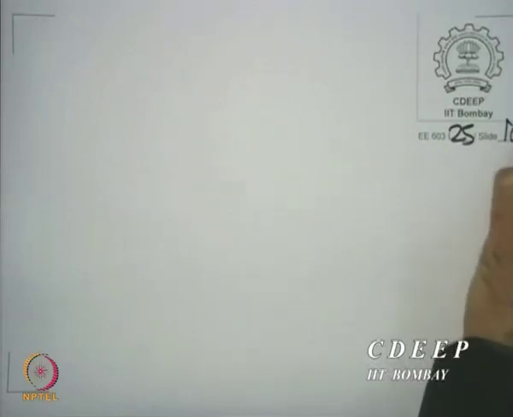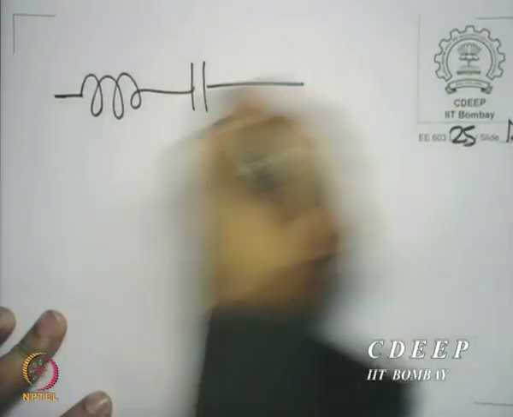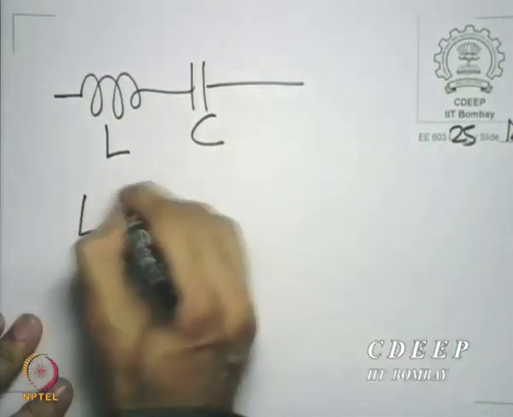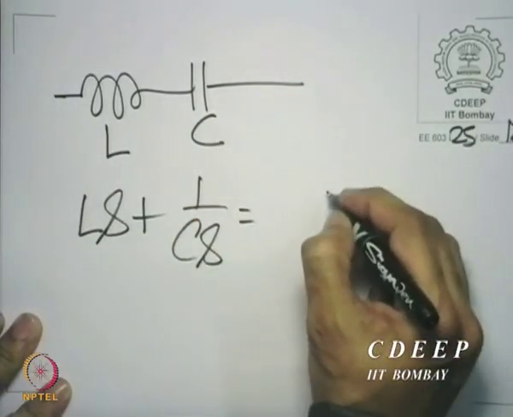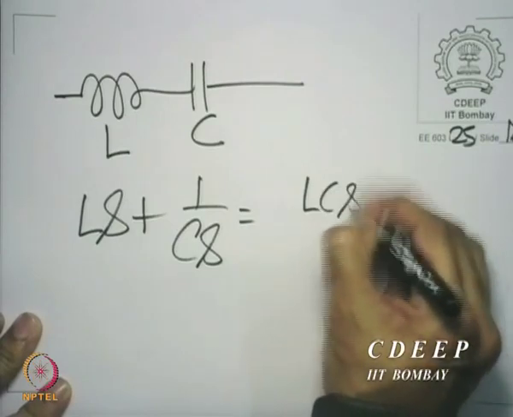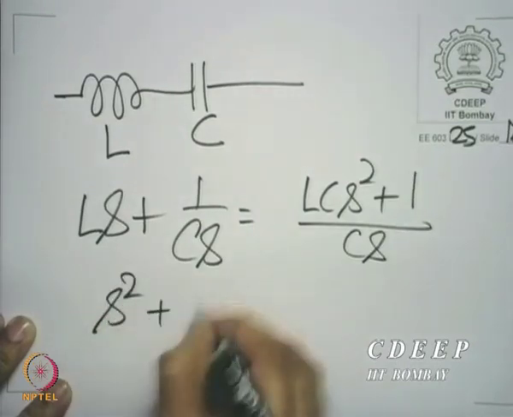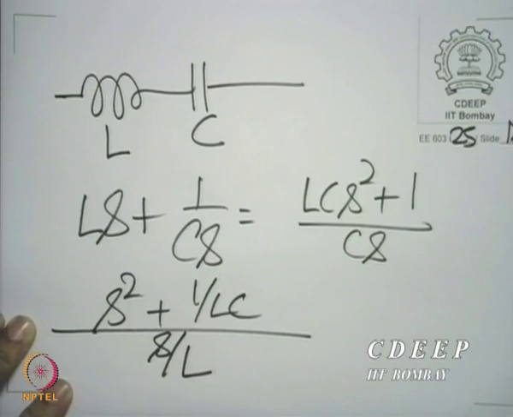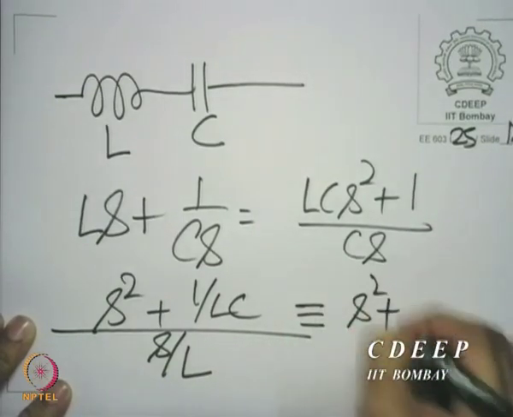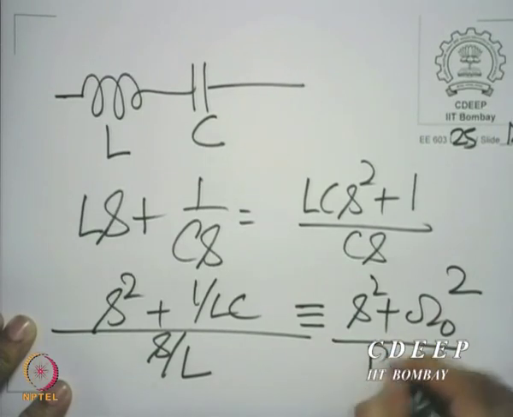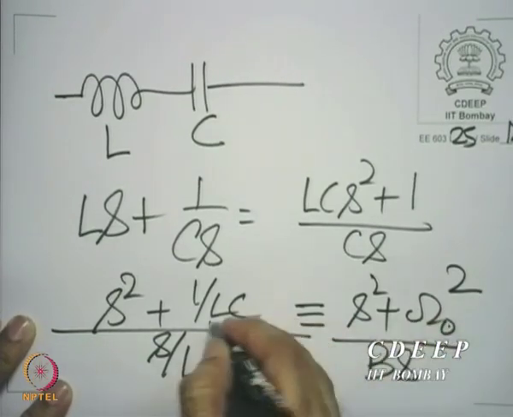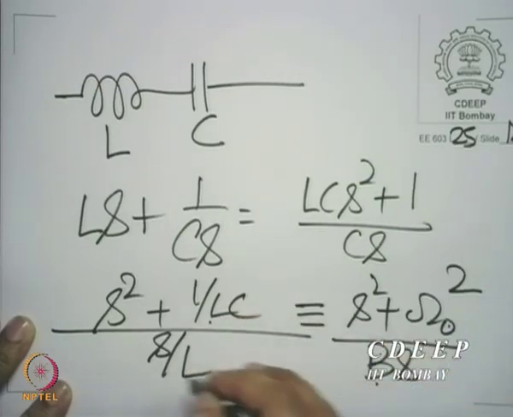Now, what we mean by second order is you need an inductance and a capacitance to come together. So, let us consider a series LC network and consider its impedance. So, we have an L and a C, and of course, we have Ls plus 1 by Cs. So, that gives us (LC s squared plus 1) divided by Cs. Now, we can divide by LC in the numerator and denominator, and that gives us (s squared plus omega naught squared) by B s divided by... we will write this as (s squared plus omega naught squared) by Bs, where omega naught squared is 1 by LC and B is a positive quantity equal to 1 by L.